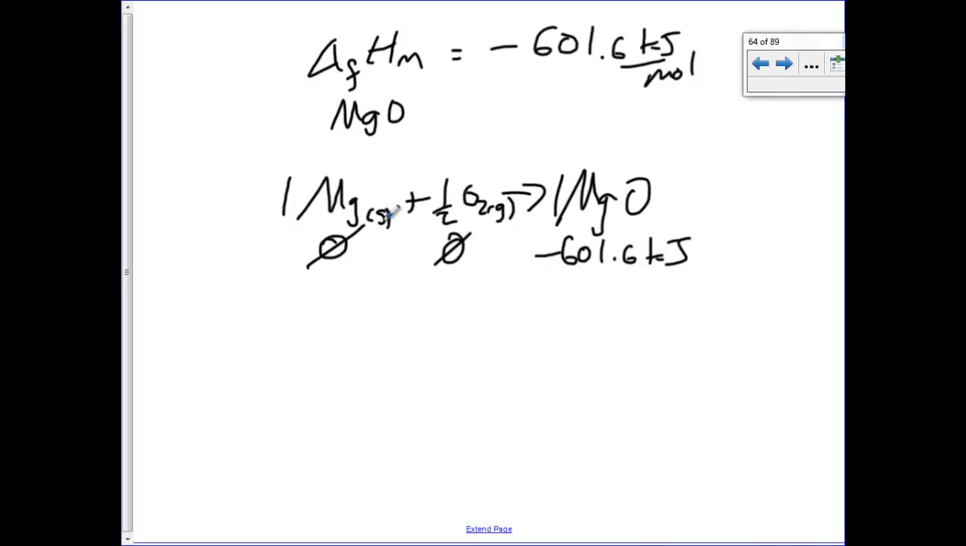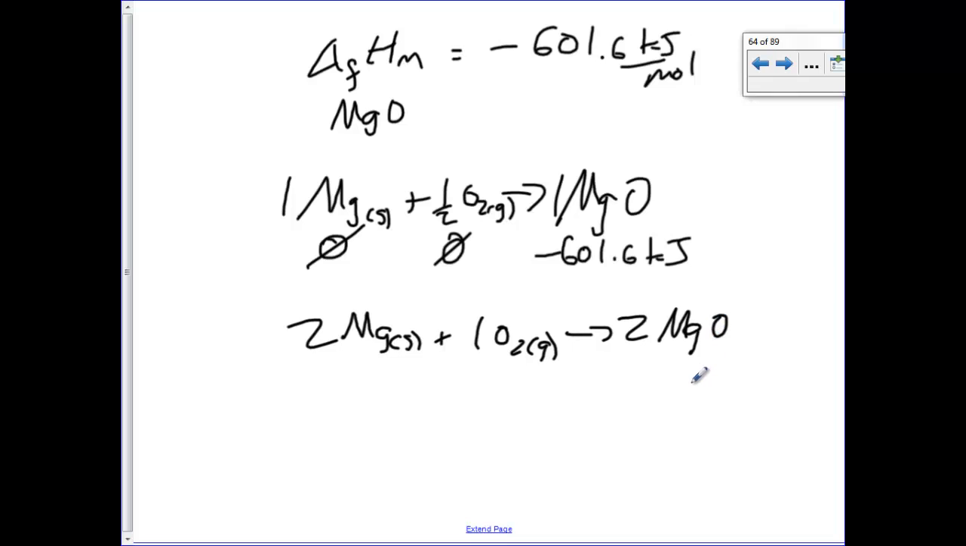What if I didn't write it in this format where like I have the 1/2? What if you say we don't work with 1/2? So what if you wrote it as like 2 magnesiums plus 1 oxygen forms 2 magnesium oxides? Yeah, then this number would be doubled, so it'd be like what, negative 1203.2? And these guys will still be assigned zeros. Does that make sense? That makes lots of sense. Okay, good. Okay, some kids struggle with that.